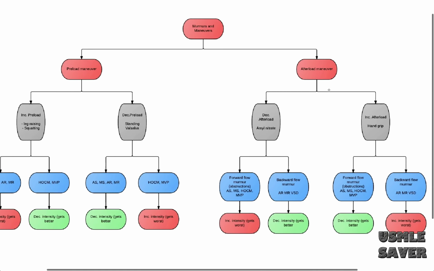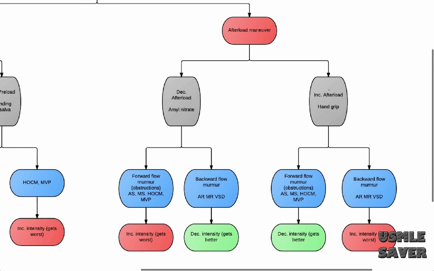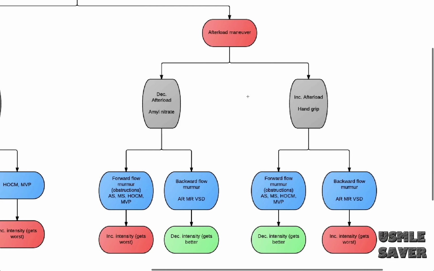Afterload maneuvers are a little bit more complicated, but if you use the same concept and break things down, then they're easy to understand. Let's start. So first, what you need to know is what happens to the afterload with the given maneuver. Amyl nitrate, which dilates arteries, or anything that increases the outflow of the heart, causes decrease in the afterload. Hand grip, or anything that decreases the outflow of the heart, causes increase in the afterload.